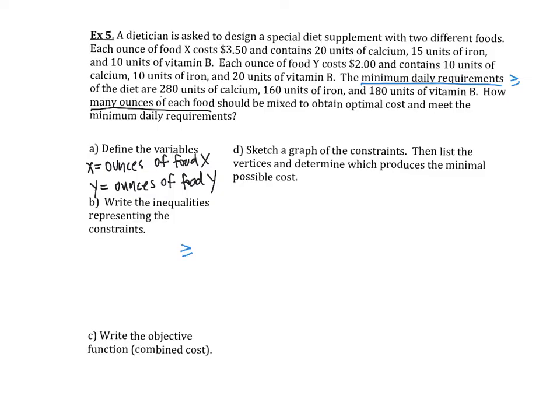Okay, so first it tells me 280 units of calcium. So I'm going to go ahead and look for how much calcium. So food X has 20 units of calcium. And then food Y has 10 units of calcium. Then I'm going to go to my next restraint, 160 units of iron. So X is 15.